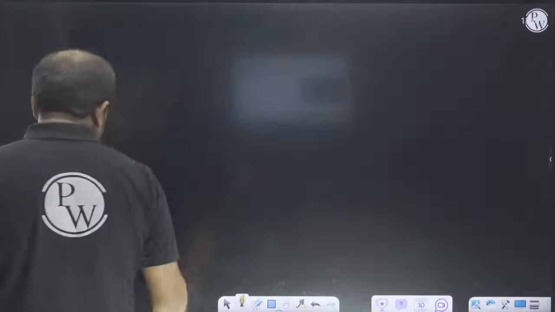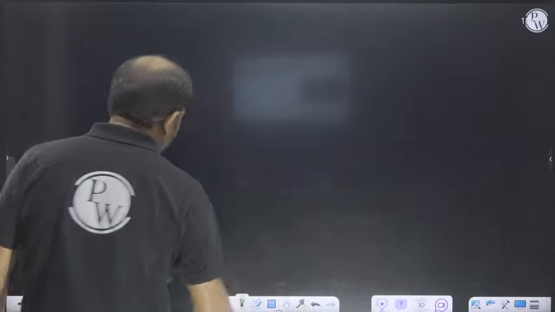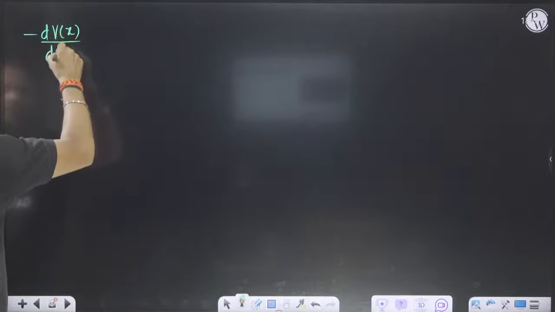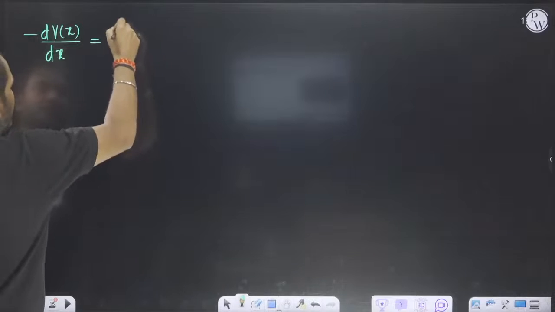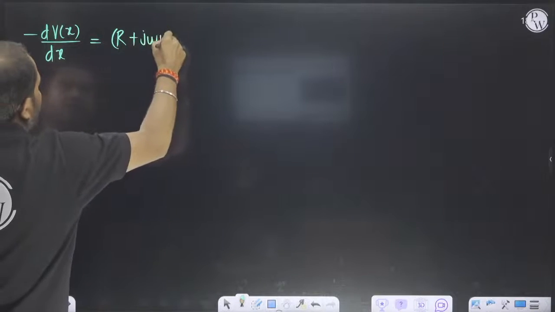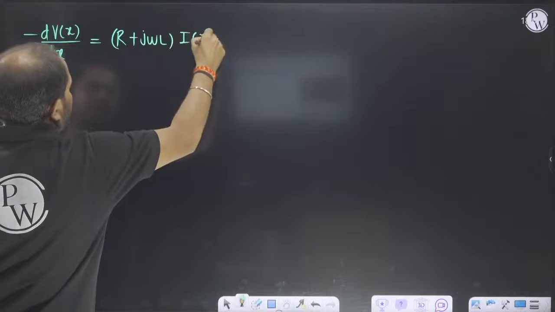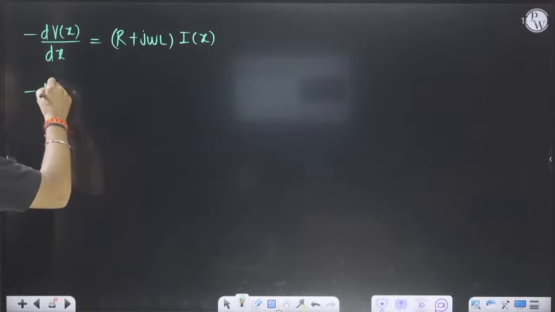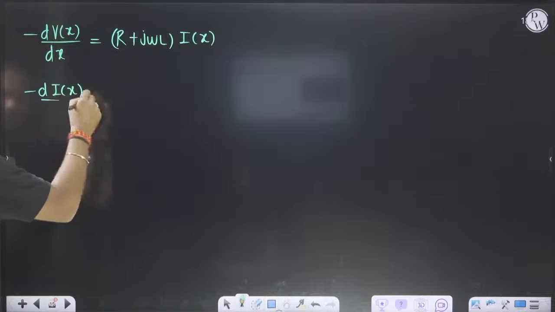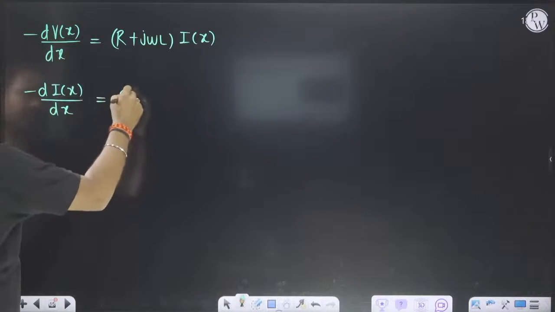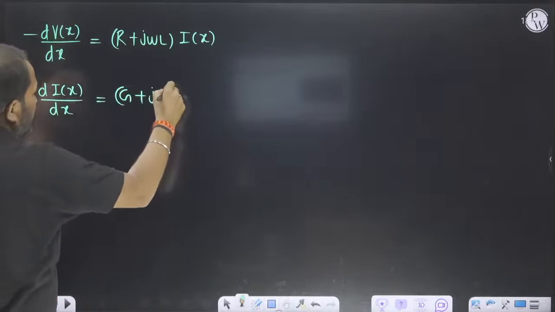This derivation is asked for 20 marks in your BTech exam. After that, V(x,t). So what we have derived: first one is dVx divided by dx is equal to R plus j omega L into Ix, and the second one we have derived is dIx upon dx equal to G plus j omega C into Vx.